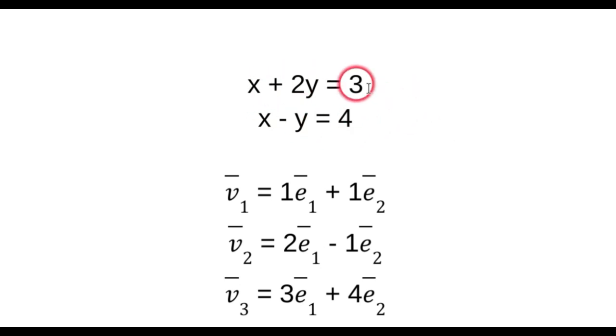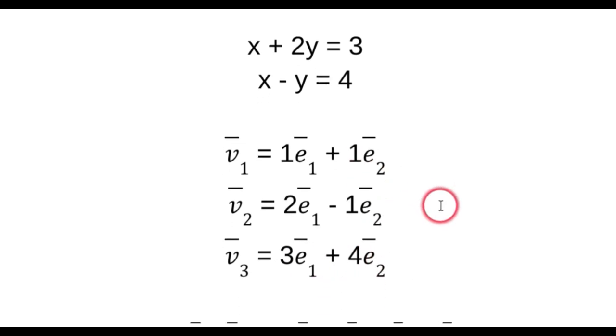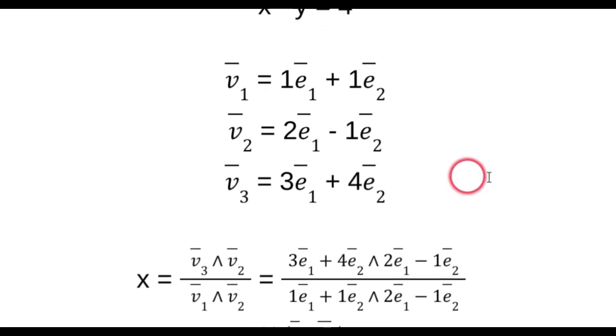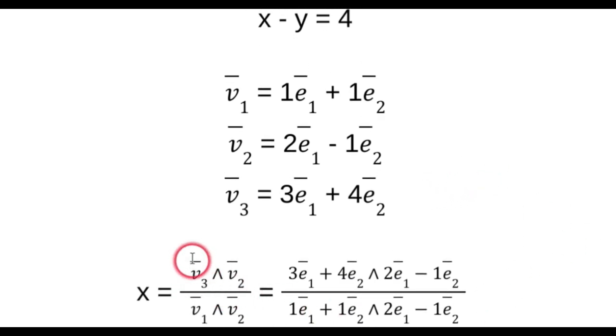Here are the two equations. Now we just pick off our vectors. So v1 is (1, 1), v2 is (2, -1), and v3 is (3, 4). We're representing these in Cartesian coordinates with these orthonormal basis vectors. So we go back up and get our equations. x is equal to v3 wedge v2 divided by v1 wedge v2. So we put in v3 and v2, and v1 and v2.